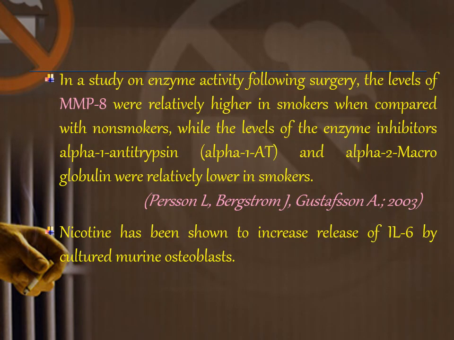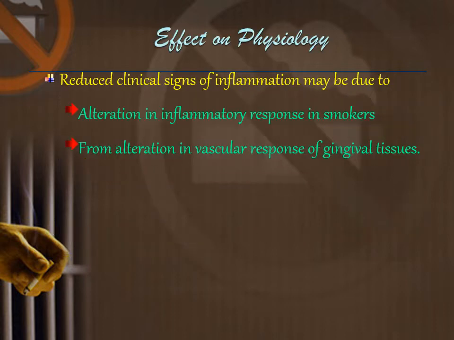In a study on enzyme activity following surgery, the level of MMP8 was relatively higher in smokers when compared with non-smokers, while the levels of enzyme inhibitors alpha-1 antitrypsin and alpha-2 macroglobulin were relatively lower in smokers. Nicotine has been shown to increase release of interleukin-6 by cultured murine osteoblasts.